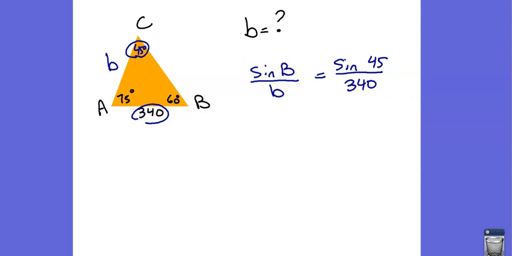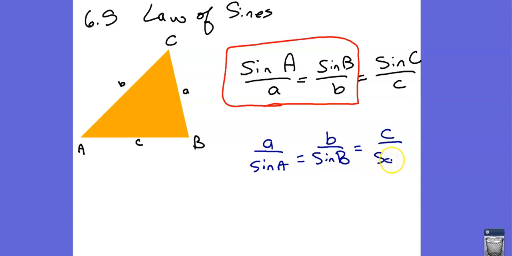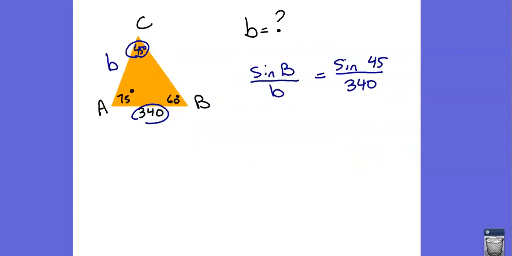Now, as a side comment, back to the other page here. When you set this proportion up, you don't have to have the sine of A up top. You could do A over sine of A equals B over sine of B equals C over sine of C. It's the same proportion, depending on how you want to set this up. I'm going to rewrite this to make it a little bit easier. By the way, angle B is 60 degrees. I should have put that in there.